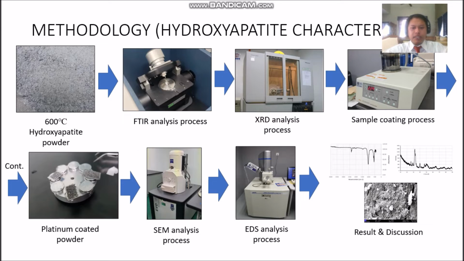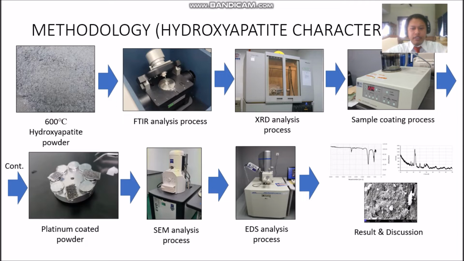A couple of machines are used to characterize the obtained hydroxyapatite powder. These include Fourier transform infrared spectroscopy, FTIR, which is used to characterize natural hydroxyapatite functional groups. Apart from that, X-ray diffraction, XRD analysis, will reveal the mineralogy of the powder and verify its purity and stability phase.